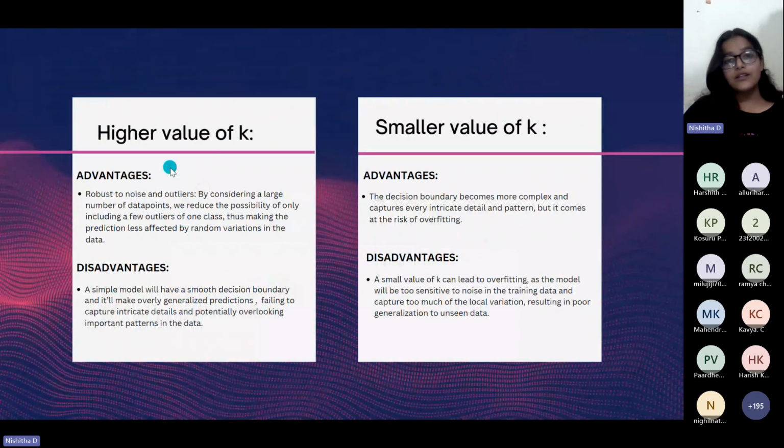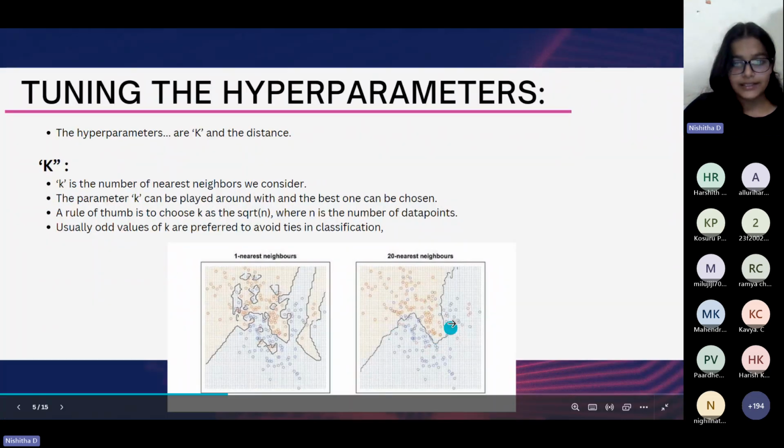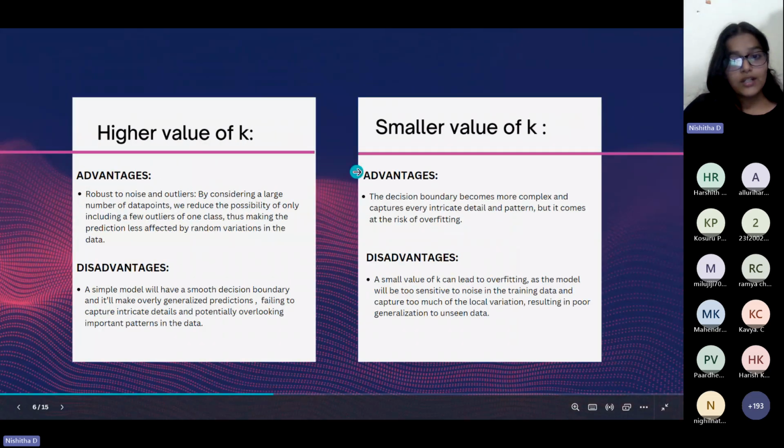Then choosing a higher value of k makes the model overgeneralize, or generalize too much for making a prediction, essentially underfitting, right? It'll have a very smooth decision boundary, you can see over here, when we choose a very high value of k. Essentially it'll cause underfitting. So you can choose a smaller value of k.